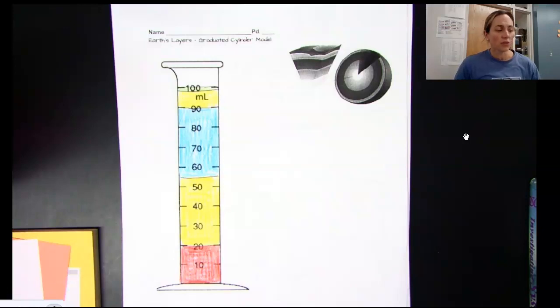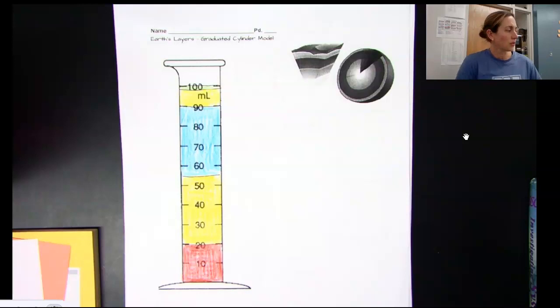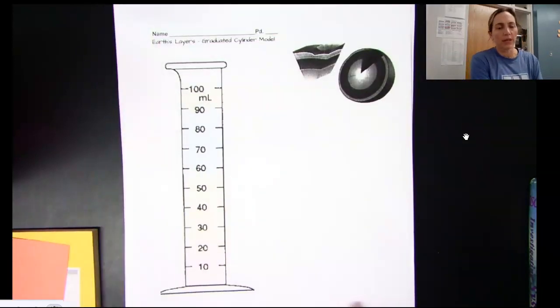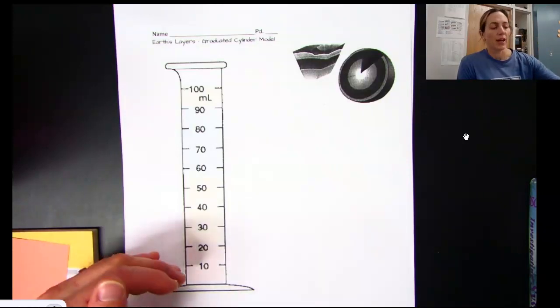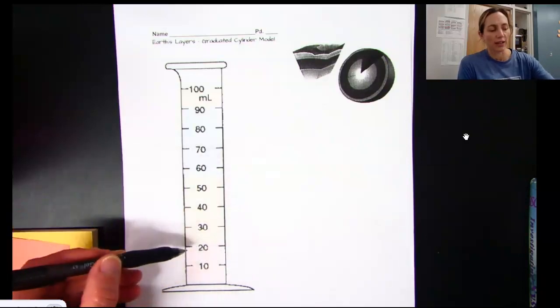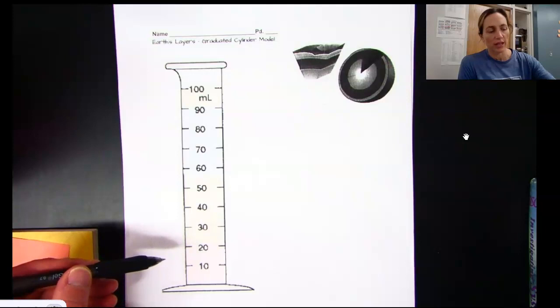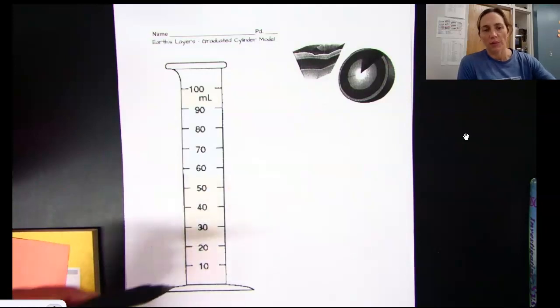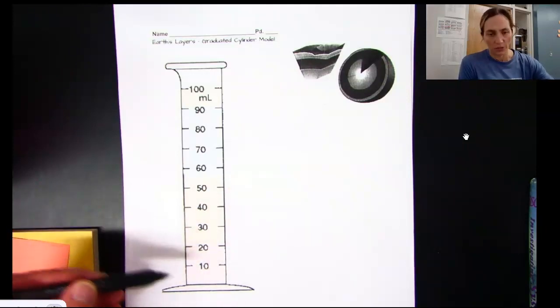And what I want you to do, if you haven't already, is get one of these worksheets, a blank one, and using the colored pencils at your table, please use the measurements in your data table to go ahead and draw in the correct amount of each liquid and then color it based on the colors that we used yesterday.